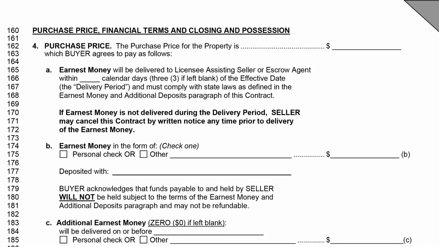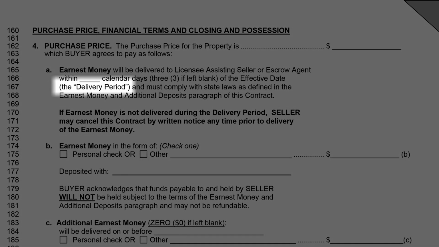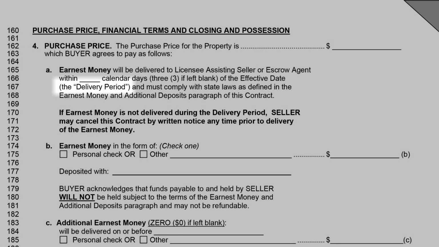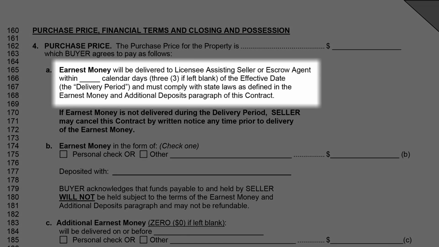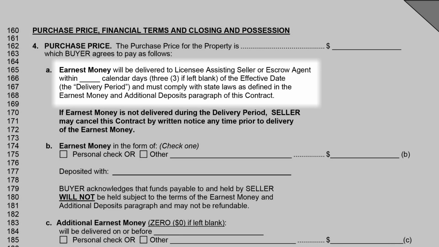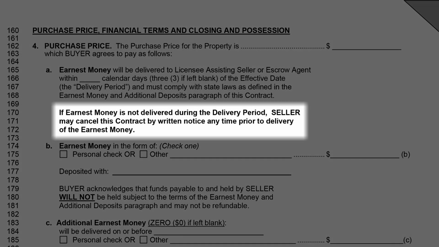Also in the sale contract, we've made a change concerning earnest money. We've established a new term, delivery period. The delivery period defines the time frame in which the earnest money deposit must be delivered. If the earnest money is not delivered during the delivery period, the seller has the option to cancel.